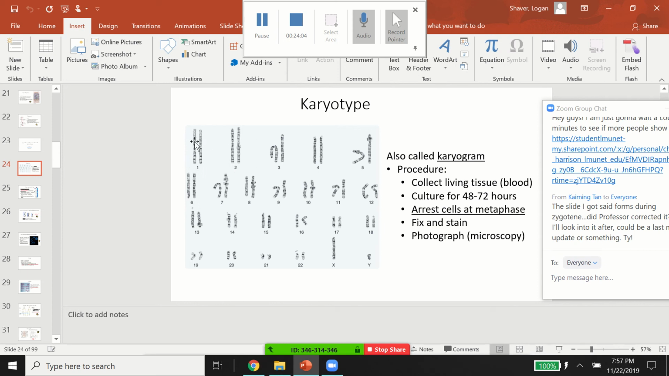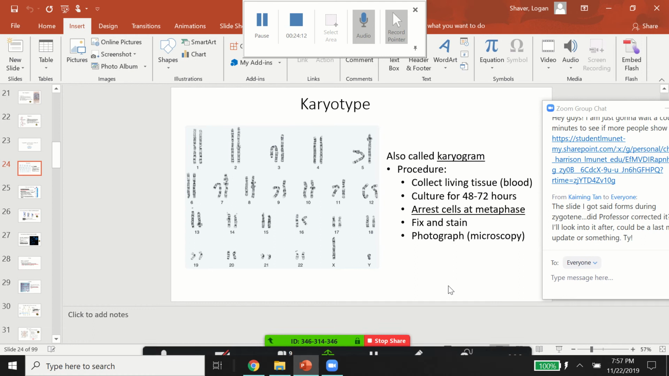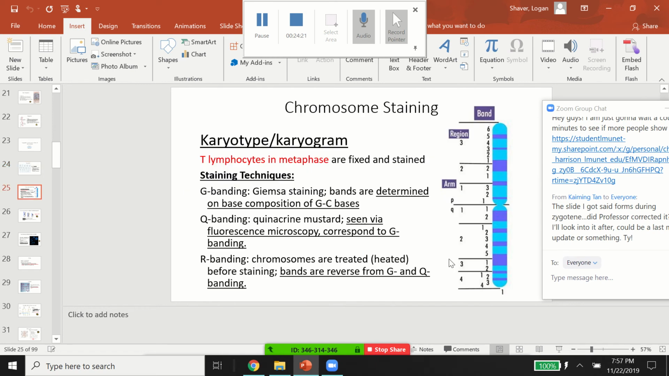So you have 2 sister chromatids of 1, 2, 3, so on and so forth, right? So that's what a karyotype is, but it's also referred to as a karyogram, so they're the same thing. I thought maybe it was important to know that they're arrested at metaphase, but honestly I didn't really remember too much about it, so I didn't put a star there.